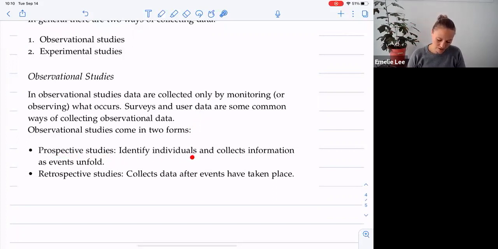So you identify individuals and you collect information as events unfold. Things like potentially drug trials. You might call it an experiment because some people are getting the drug and some people are getting a placebo, but in general, we could call that a prospective study. Things like, what's an example? I want to say the census, but that goes out to everyone. Anyways, where you have a group of people and you're just following them to see what happens. Okay.